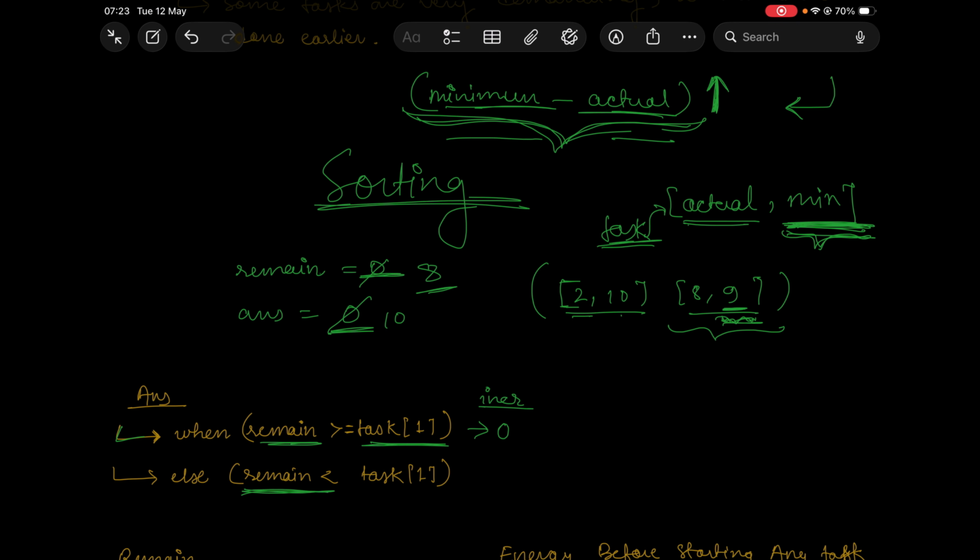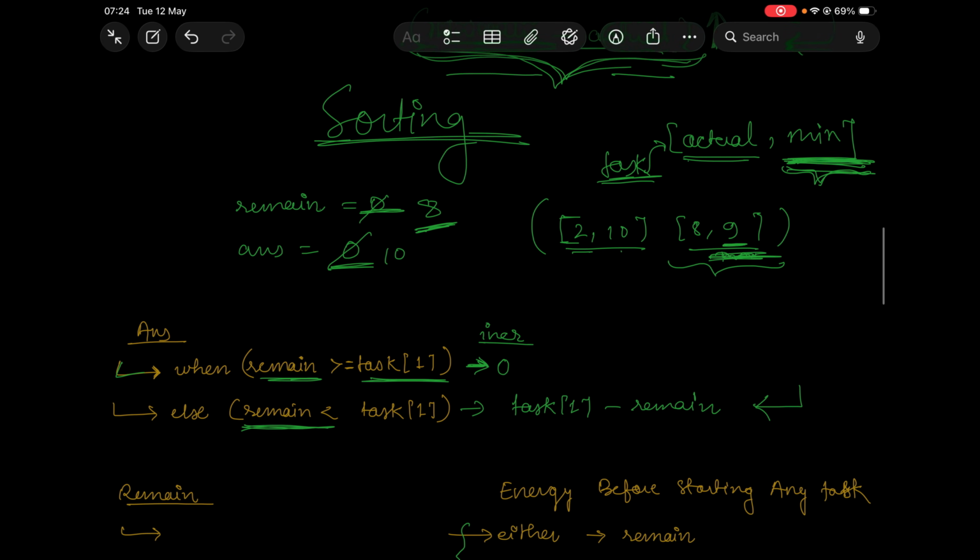So in this case, what is the answer that needs to be added? That is definitely this one minus remaining. So in this case, task[1] minus remaining is what we are going to add into our answer, when remaining is less, because that is how much more we need to have as initial energy. And in this one, when remaining was already greater, we can just use it. We don't need to add anything extra. So this was about the answer.